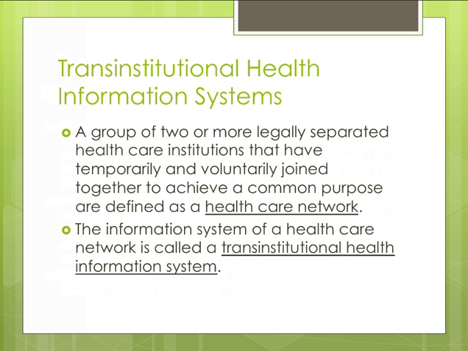With the health information system comes the complexity of, or the opportunity for, exchanging information between two healthcare institutions. The book defines a group of 2 or more legally separated healthcare institutions that temporarily or voluntarily join together to achieve a common purpose as a healthcare network. A common purpose might be the exchange of information between 2 healthcare systems or healthcare institutions.